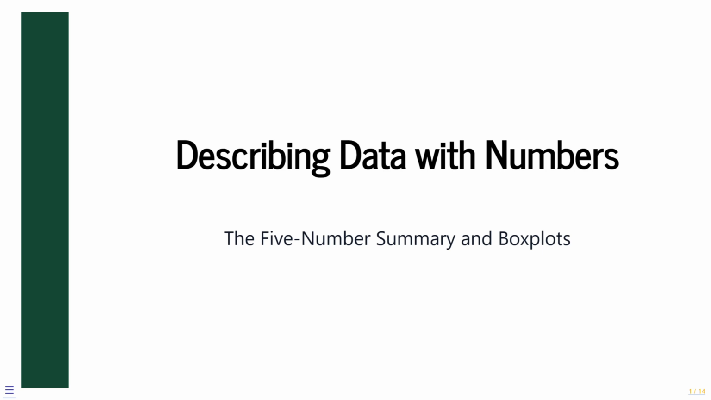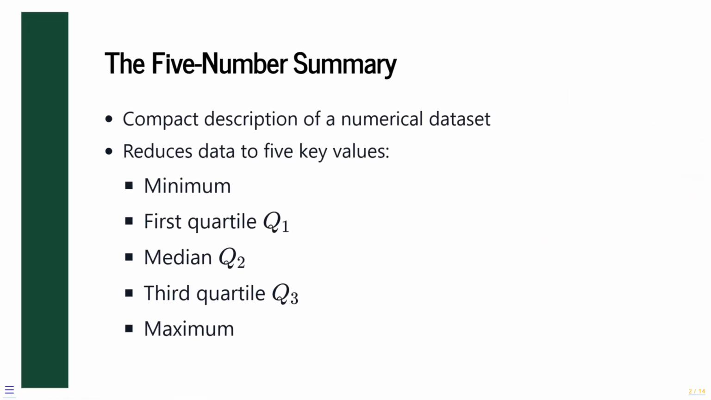The five-number summary is one of the simplest and most useful ways to describe a numerical data set without getting lost in every single data point. Instead of listing all the observations, we reduce the entire data set down to 5 key values that capture location, spread, and extremes. Those 5 values are the minimum, the first quartile Q1, the median Q2, the third quartile Q3, and the maximum. Think of it as a snapshot of the distribution.